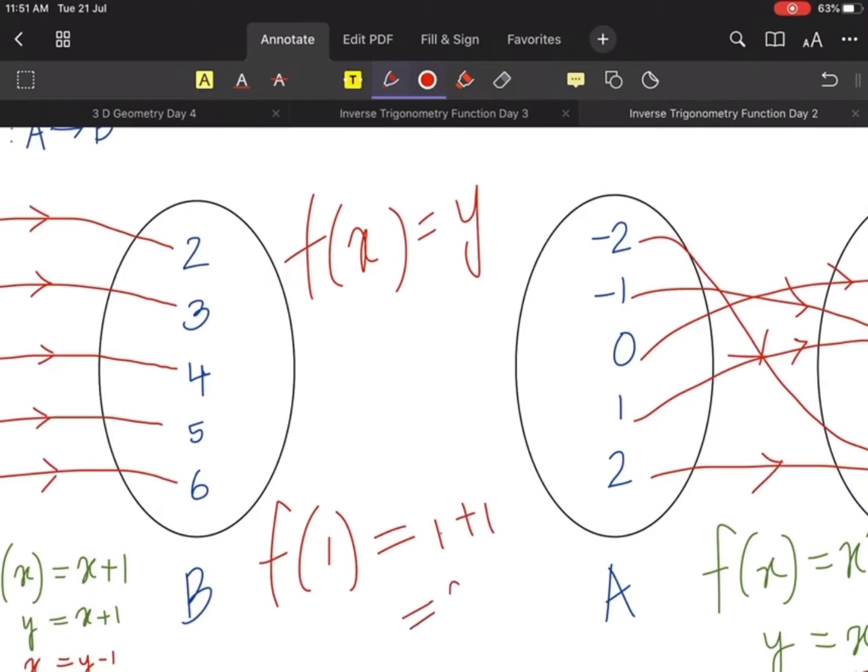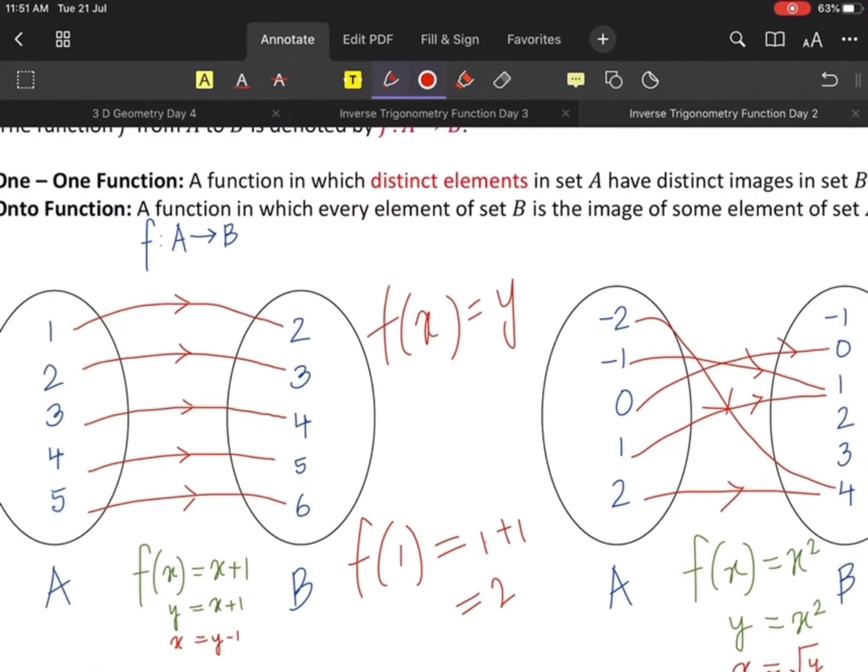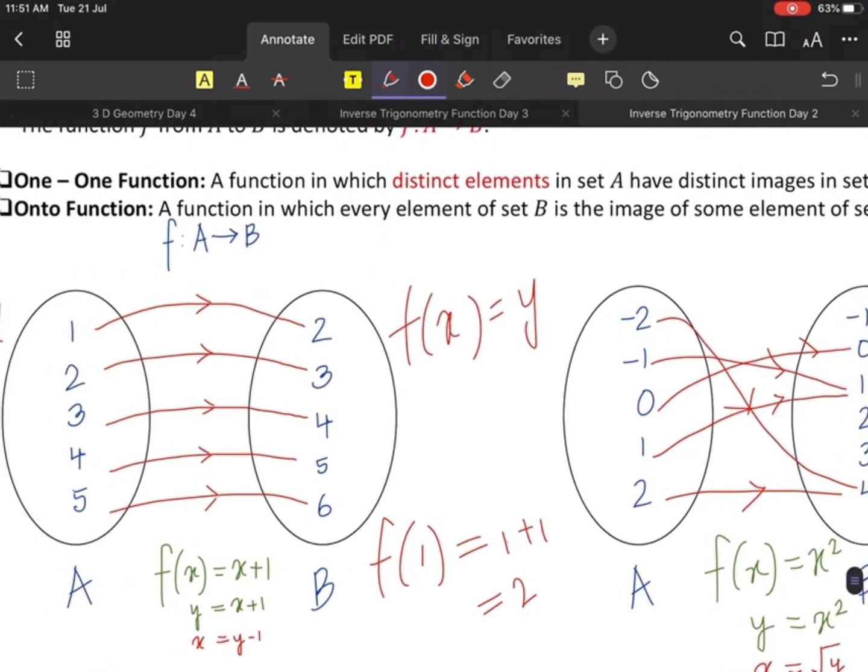In place of x I will just put 1. Understood? And that is 2. So this way we relate each and every element of set A to set B. Okay, and this relation is called a function, right? For the moment, don't look at what is written below that, that is x is equal to y minus 1. Don't look at that. So this one is 1 function.